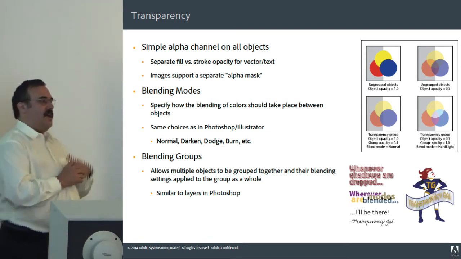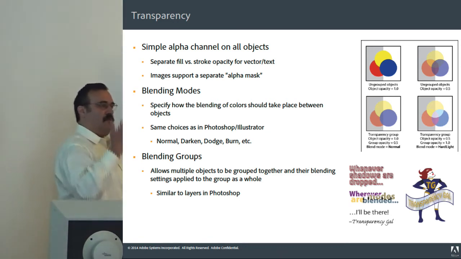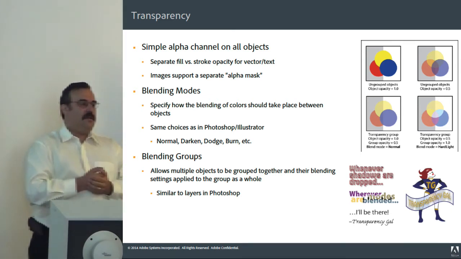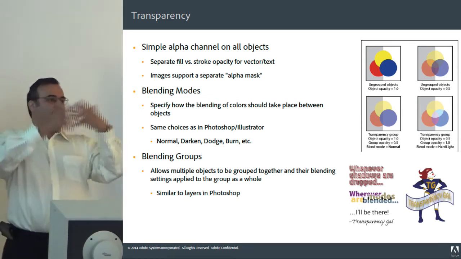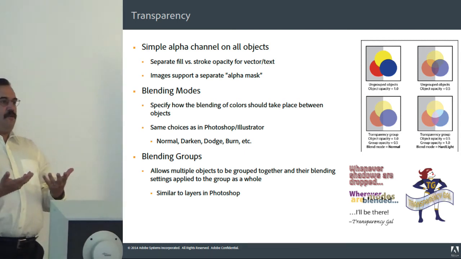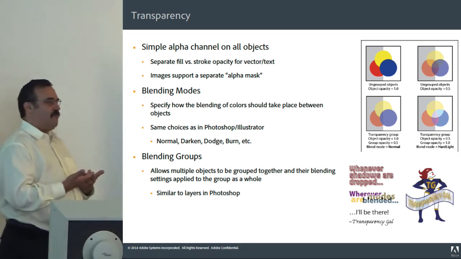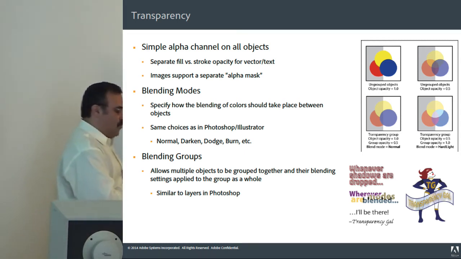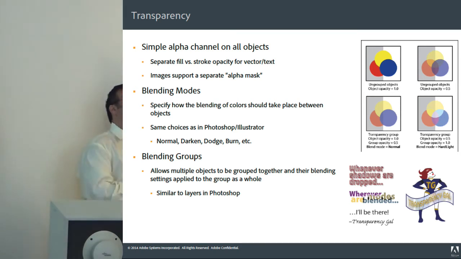You can specify if the transparency is on the stroke or on the fill, which part of the object is being transparent. You can group things together, similar to layers in Photoshop, if you've worked in Photoshop or other products, and decide how they interact and work with each other. So very, very complex set of transparency.